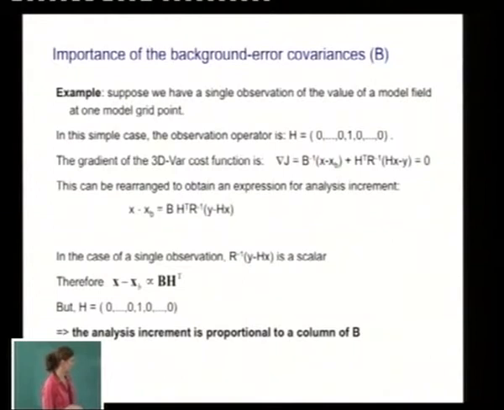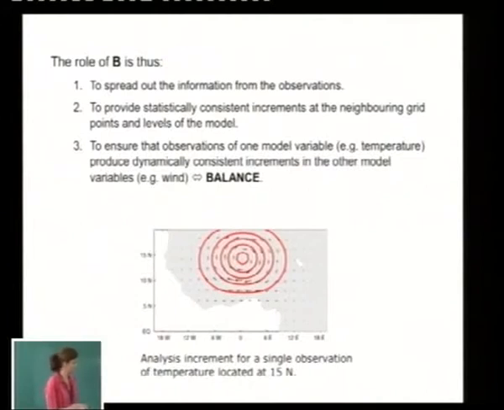So this is all scalar, and this equation tells you that the analysis increment is proportional to the product B H transpose. And what is this? This is just a vector, because B is an N times N matrix and H transpose is N times 1. So you end up with the impact of this single observation being proportional to a column of the B matrix. What does this mean? It means that your observation will be spread into the model space according to the covariances which are specified in this column of the matrix B. An example of this is shown here.